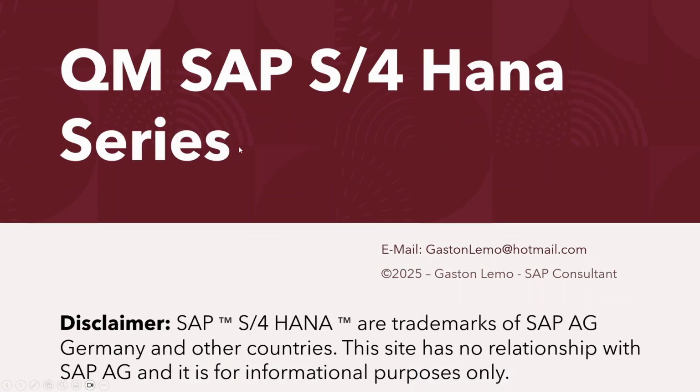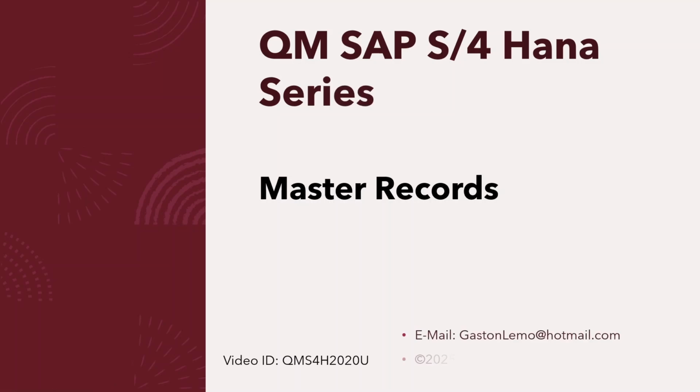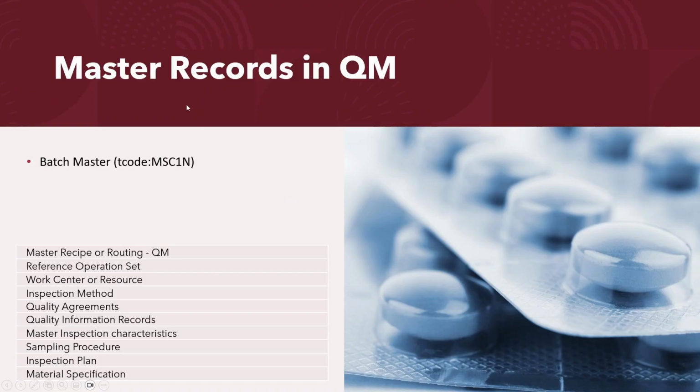In this session, we will discuss the master records. These are the master records needed in QM. We already discussed the main master record used across modules, right? Which is the material master. That's one of the most important ones. But we do have others that will be used in QM, besides other modules as well, of course.